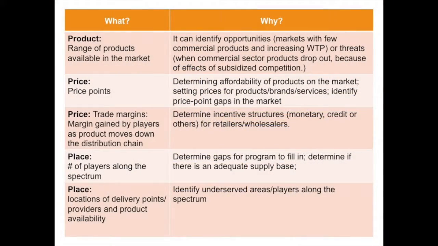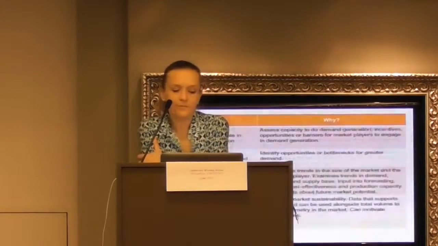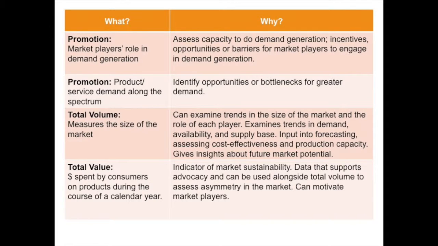Place, the number of players along the spectrum, also determine gaps for the program to fill, and whether there's an adequate supply base along the spectrum. And place also has a geographic component to it, which allows us to identify certain areas that might be underserved. In promotion, there are two indicators here that we're presenting, and one is the capacity to do demand generation, and the other is the opportunities or bottlenecks for demand at each level of the spectrum. And like I said, there are other reasons for measuring these indicators, but in most projects, I would say it's important for us to always keep these in mind and measure them as part of our landscaping and do continual monitoring of them.